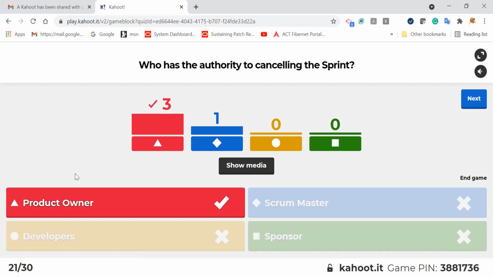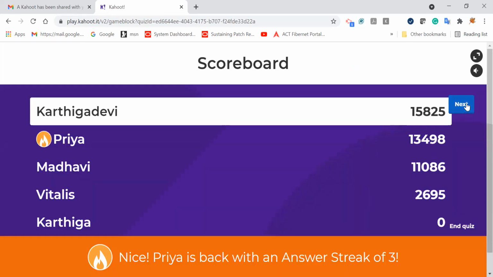The product owner is the owner and responsible for the product backlog and the sprint backlog. So he is the only person who has the authority to cancel the sprint, if a sprint or the user story becomes obsolete, or the sprint goal becomes obsolete. Okay. We'll go to the next question.